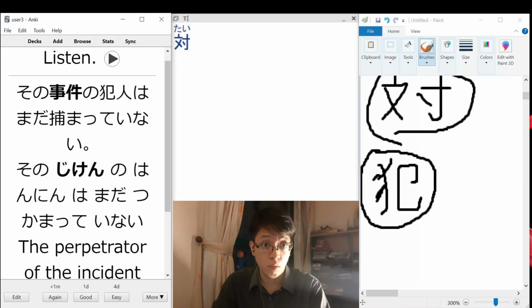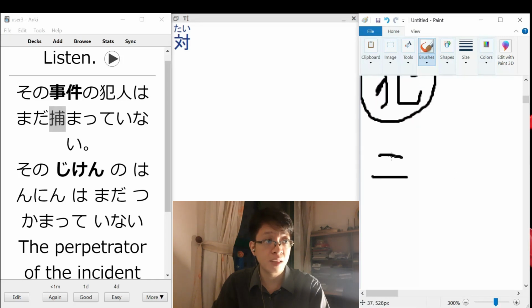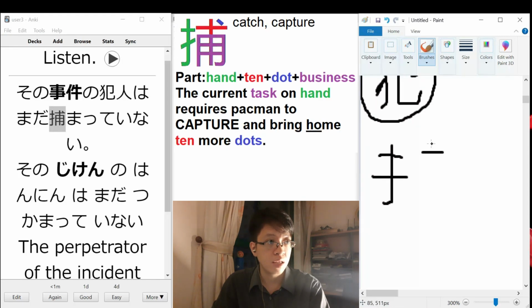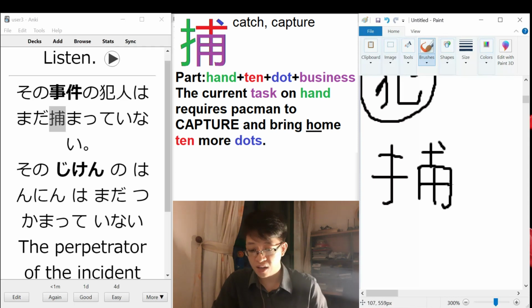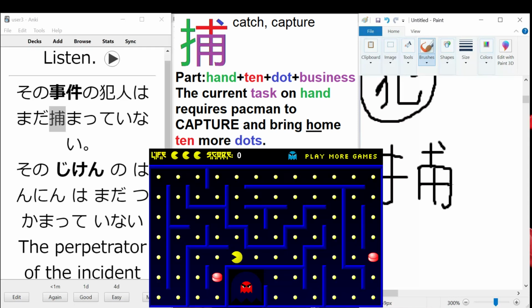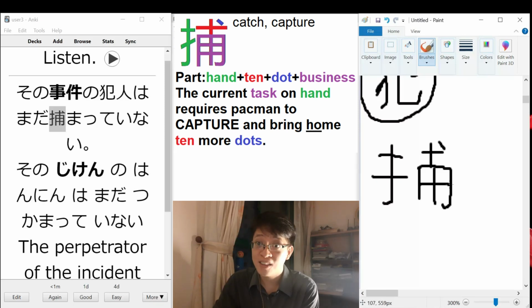Anyway, this one here means to catch, to capture. Okay, so either action, so it makes sense that we have the hand radical here. This one is 10, this one is a dot, and this one is task, right? So I guess the mnemonic is something like, with only 10 seconds left, can Pac-Man finish the task by eating all of the remaining dots? Yeah, that makes sense, right? Okay, and that means to capture.